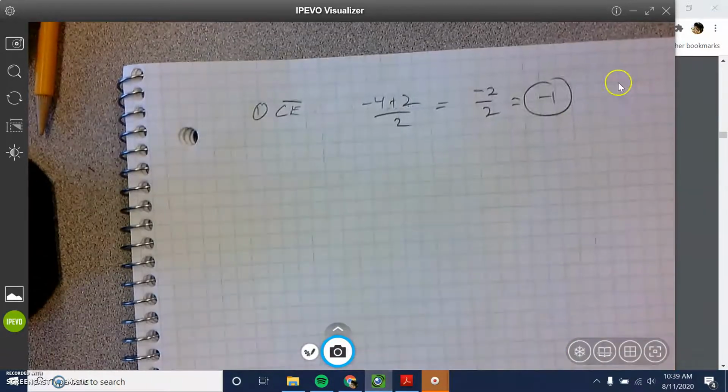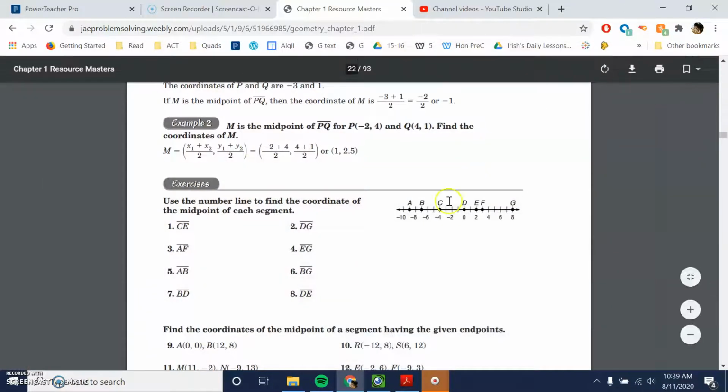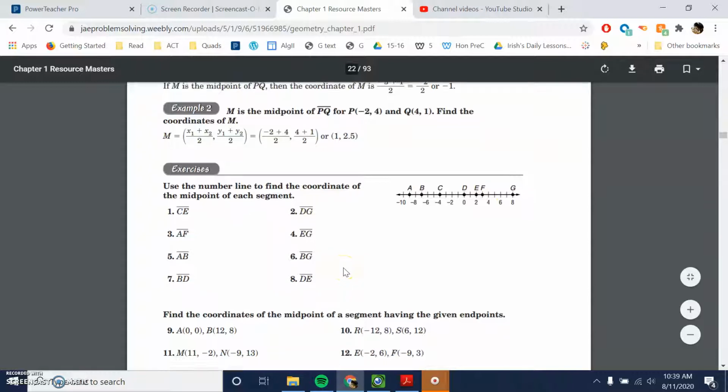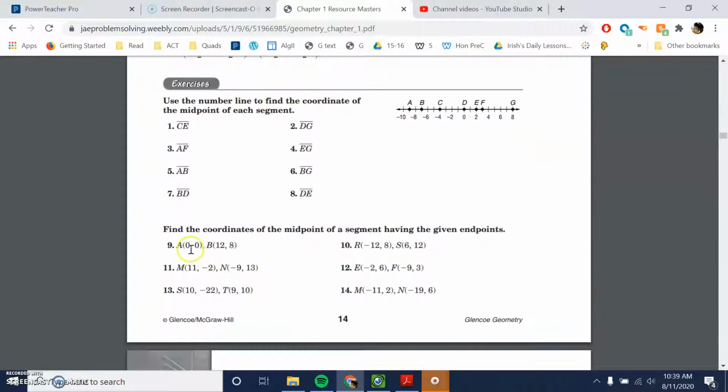Does that make sense? Let's take a look. Always make sure your answer makes sense. Between negative 4 and 2, the answer is negative 1. Cool. All right, try number 2. DG. What's the midpoint? What's between 0 and 8? Oh yeah, 4. The answer is 4. Now let's try one down here before we go. Let's do number 10, the last example before you start practicing on your own.